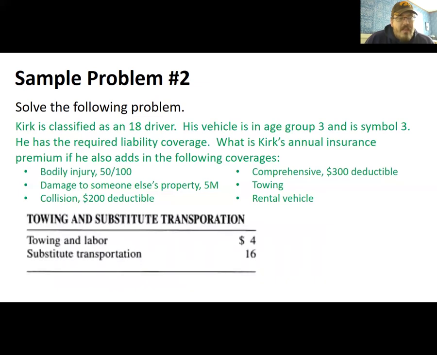And then finally, the last two things are the towing and the rental vehicle. A lot of times insurance companies will pay to have your vehicle towed if you have an accident or some other issue that comes up. They will also pay for you to have a rental vehicle if you need to have a rental while your car's in the shop getting fixed. So for towing, according to this chart, they charge $4 as part of your premium, and then for the rental vehicle, it's $16. So that's an additional $20 when all said and done.